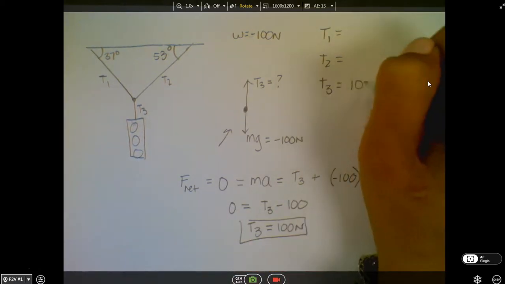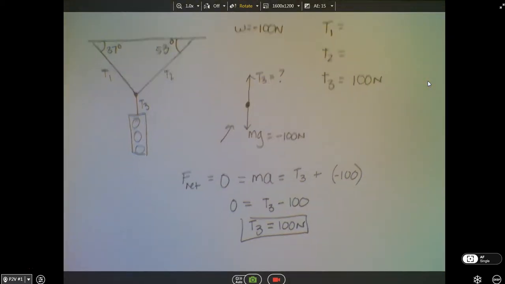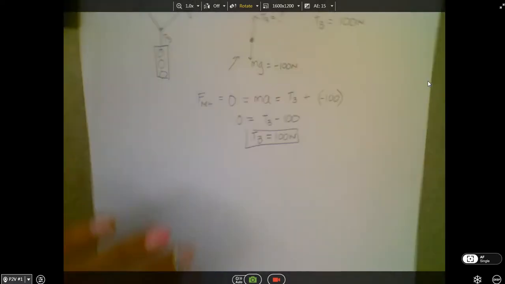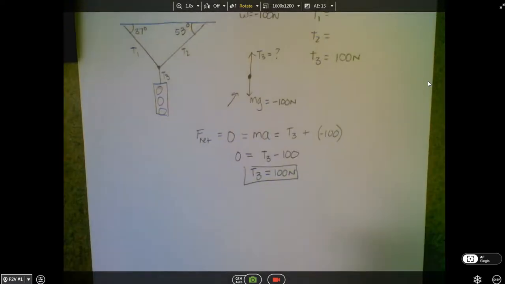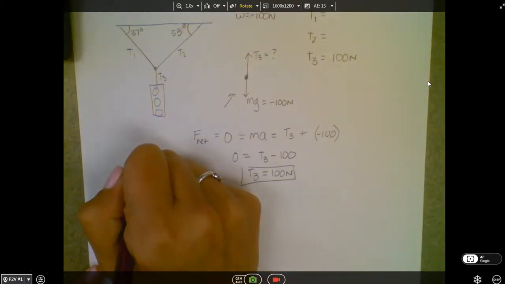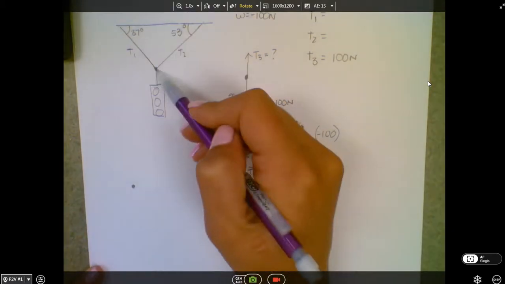So we are done with T3. That should be the easiest part. Now, let's look at how we're going to figure out T1 and T2. So what we're going to do is draw another free body diagram, so I'll just draw it over here. So I'm drawing this little knot right here.